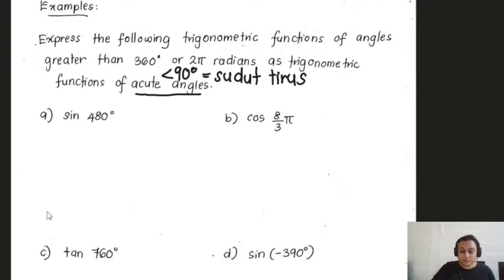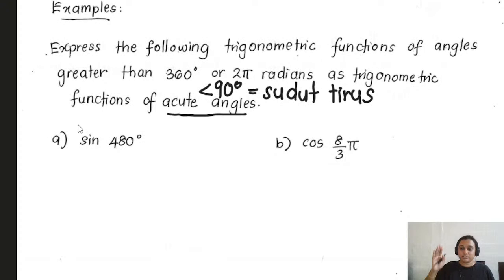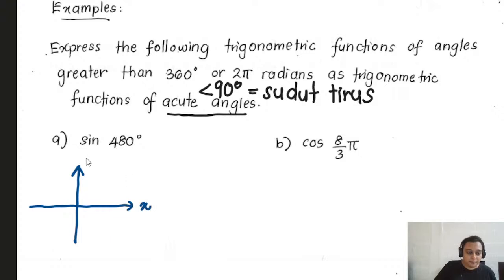Okay, let's do the first one, 480. We're going to make it smaller than 90. Let's draw 480 first. Okay, you write it down like this first.